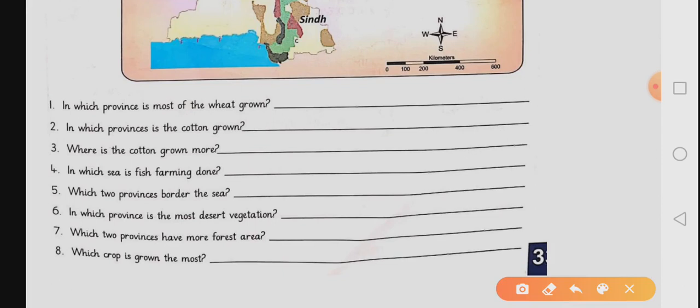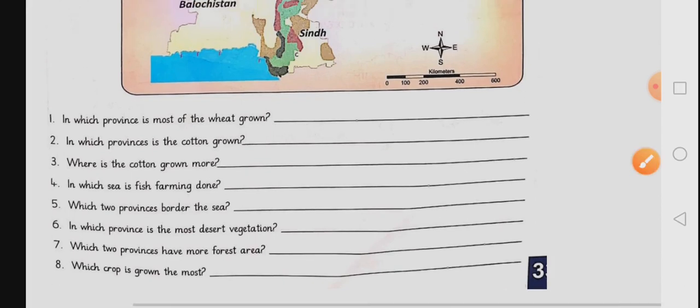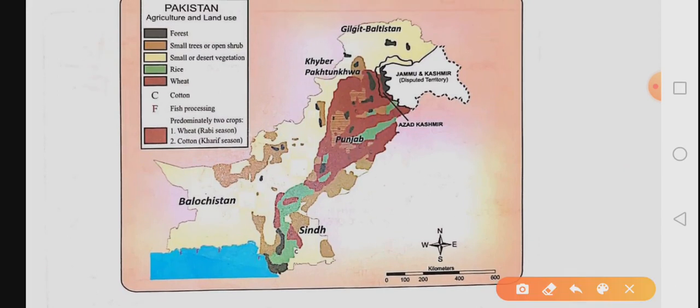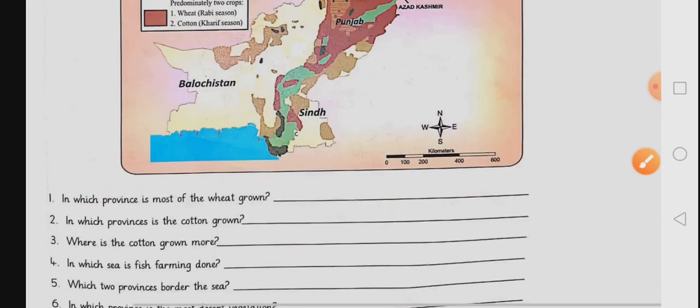Balochistan. Which two provinces have more forest area? Our northern areas have more forest. Some areas of Punjab, Gilgit-Baltistan, and then in some areas of Sindh there are forests.